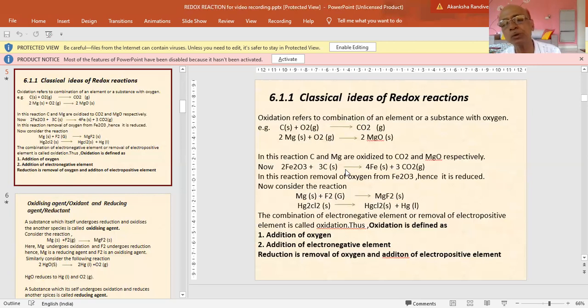Addition of electronegative element is called an oxidation reaction. And removal of oxygen and addition of electropositive element is a reduction. Reduction is the reverse of oxidation. This is the classical idea of oxidation and reduction.